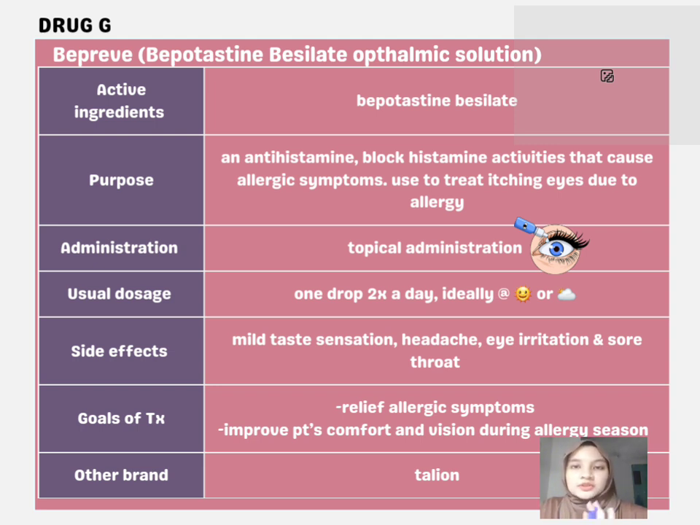The primary goal of the treatment is to relieve the symptoms of allergic conjunctivitis, including itching, redness, and swelling of the eyes, as well as to improve the patient's comfort and vision during allergy season or exposure to allergens. Based on my findings, there is one other brand name that has the same active ingredient as Pipril, which is Dalion.